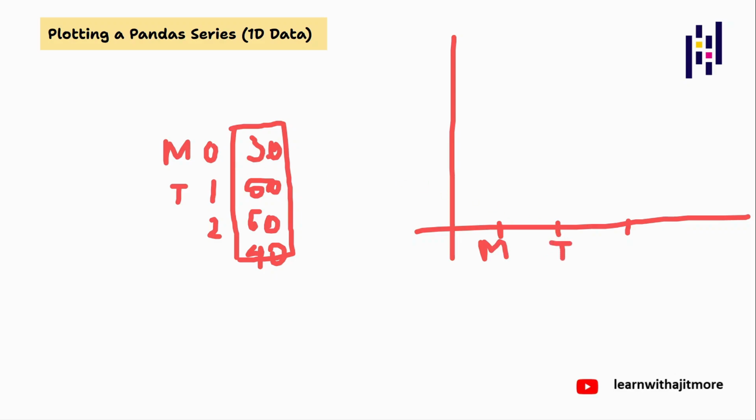Okay? And whatever the values are there that are shown on the y-axis, like 30, suppose this is 10, 20, 30. So it will come here. Next is 50, to somewhere more. Next is 60. Next is 40. So like this, points are plotted, and then these points are connected with straight line. Okay, so how to do it?